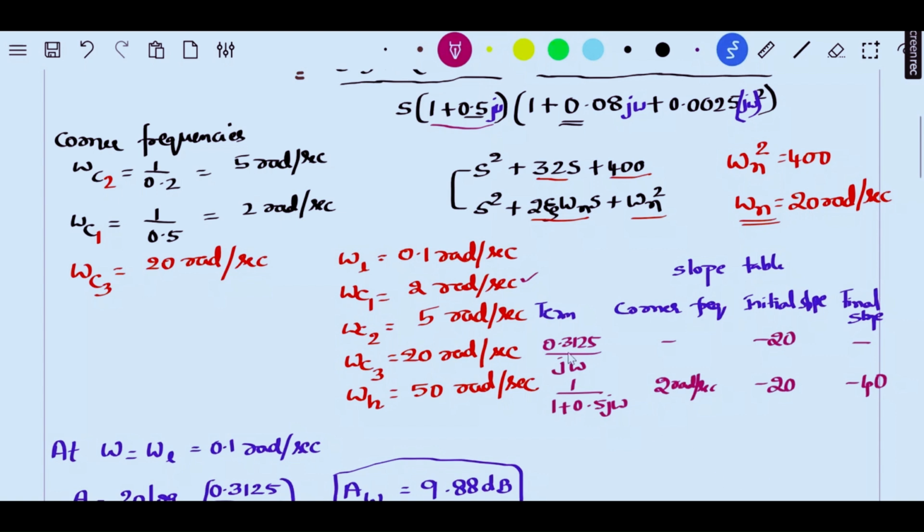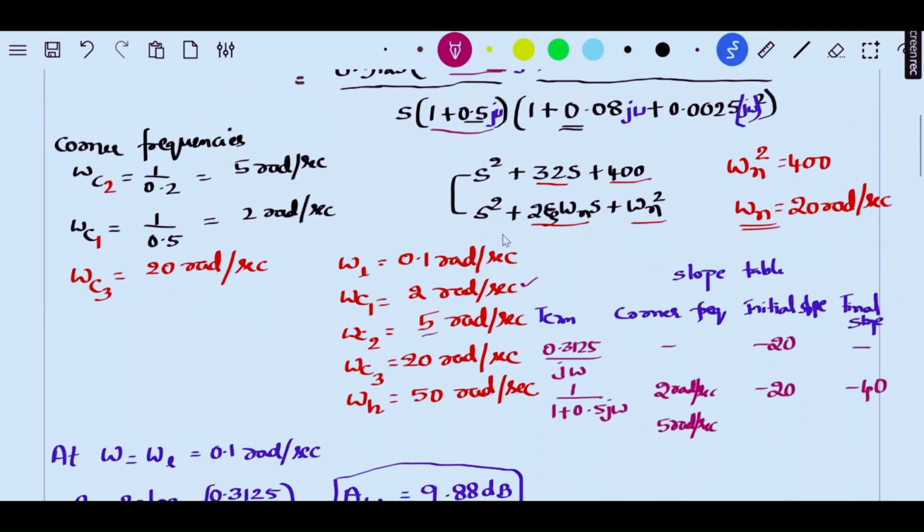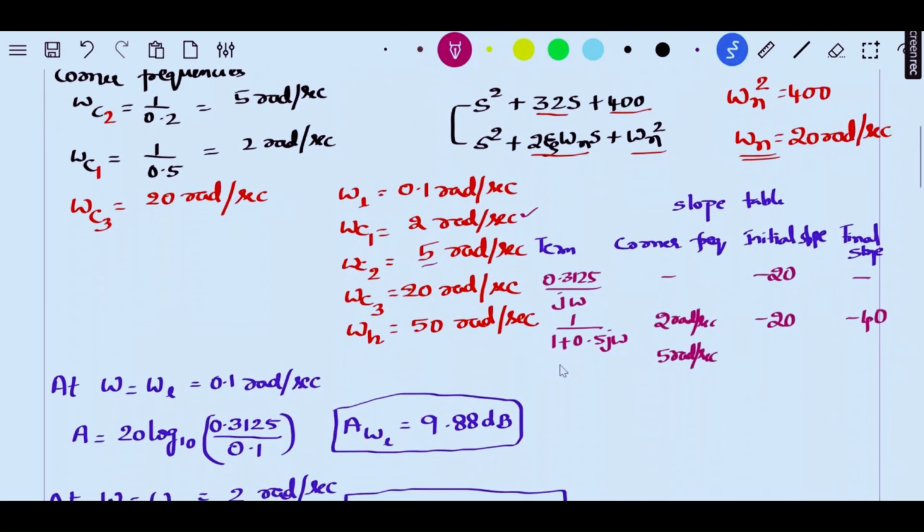Now the next corner frequency is 5 radians per second. So I'll write here 5 radians per second. And this 5 radians per second is obtained because of this 0.2. So this is a simple zero, which is 1 plus 0.2 j omega. A simple zero will offer a slope of plus 20. So the resultant final slope is minus 40 plus 20, which is equal to minus 20.